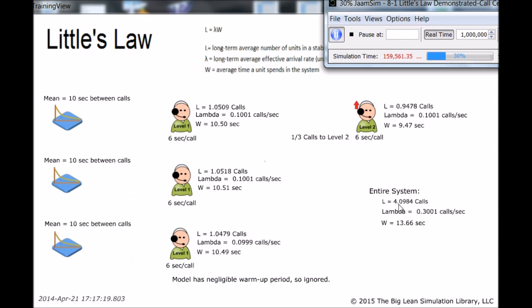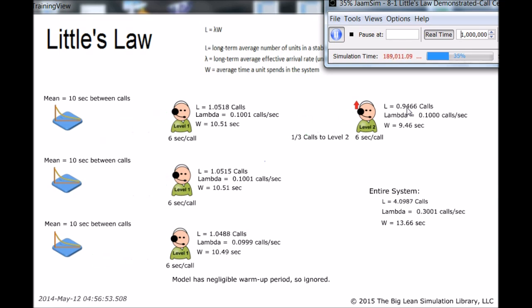And overall, the entire system is doing the same thing. I'll let you pull out your calculator and test that one, but I did it offline, and it is getting very close. Now, the level 2 tech is also looking very close. If you multiply 9.47 times 0.1, it's very close to that value.